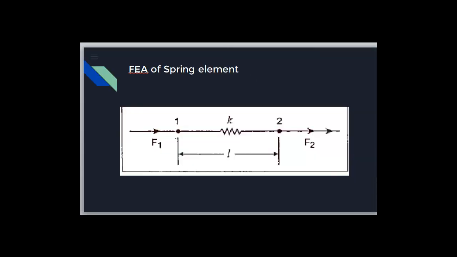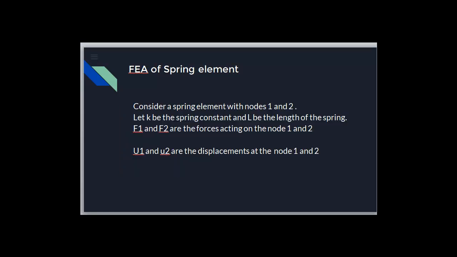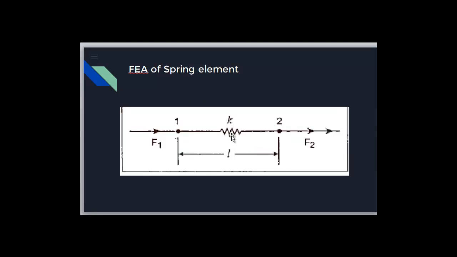Since the spring element undergoes axial deformation, let us divide a spring element into nodes. The spring element will have two nodes with the spring constant K, and the axial force will be applied along the axis of the element as F1 and F2, and L is the length of the spring. So based on the visualization of the spring element, let K be the spring constant and F1, F2 are the forces acting at the nodes, with the displacements U1 and U2 acting at node 1 and node 2.